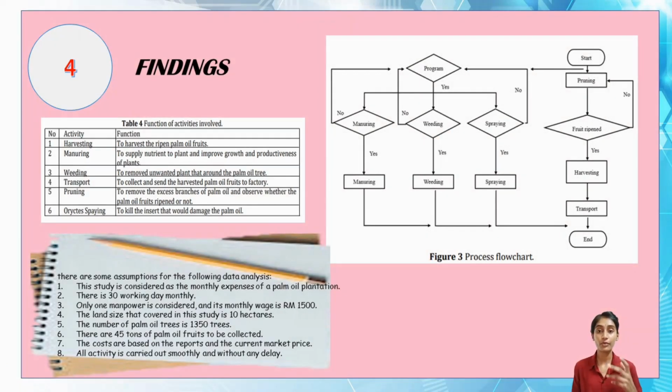As we can see from the slide, the estate is engaged with 6 key activities, which are harvesting, manuring, weeding, transport, pruning, and ochre spraying. Table 4 shows the major purpose of each action. Each activity has its own set of activities involved. It was possible to examine the entire map of activities and their related connections in Figure 3 by utilizing the ABC approach.